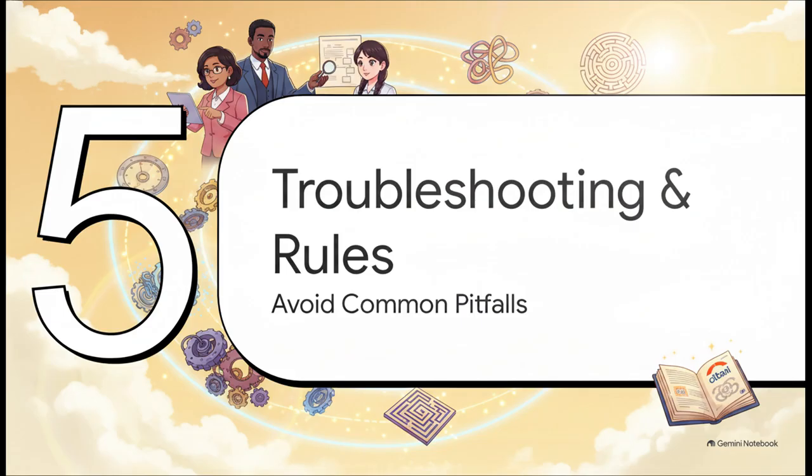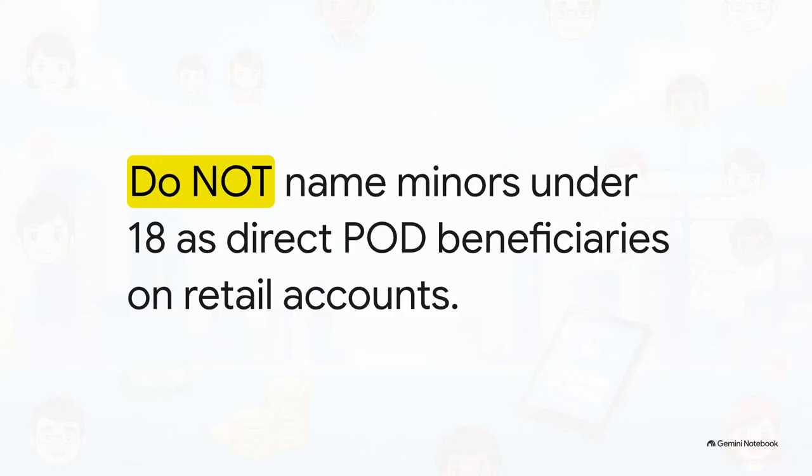Okay, let's get into section 5, troubleshooting and rules. Here is a major pitfall you absolutely need to avoid. Do not name minors, as in kids under 18, as direct POD beneficiaries on your retail deposit accounts. Just don't do it. If you do this and pass away, Citibank actually cannot legally release those funds directly to a minor. Instead, a court has to step in to appoint a guardian, which means what? Yep, your assets are frozen and subject to tons of administrative delays and legal fees.